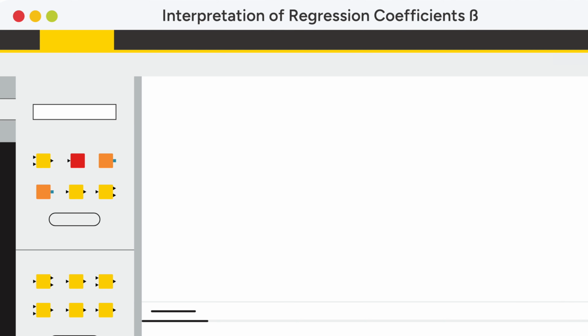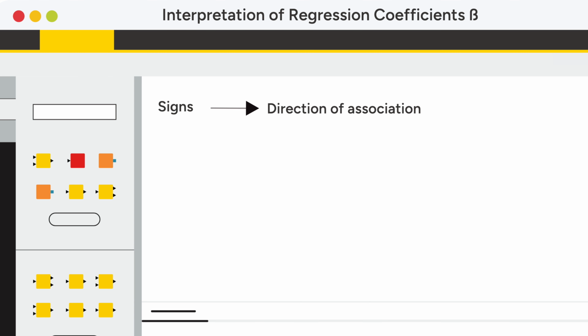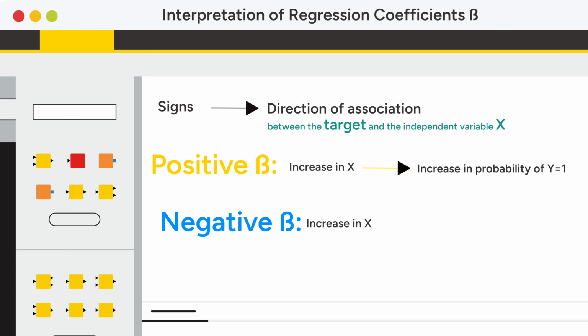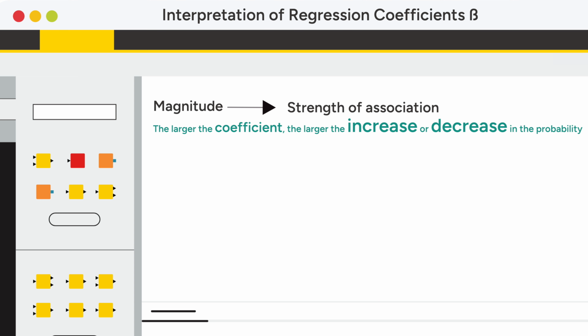Say you found the regression coefficients for your logistic regression model, but how can you interpret these regression coefficients? First, the sign of a regression coefficient indicates the direction of the association between the target and the independent variable x. If a coefficient is positive, then an increase in x results in increased probability of y equal 1. In contrast, with a negative coefficient, an increase in x results in decreased probability of y equal 1. The magnitude of a coefficient, either positive or negative, indicates the strength of the association. The larger the coefficient, the larger the increase or decrease of the probability.